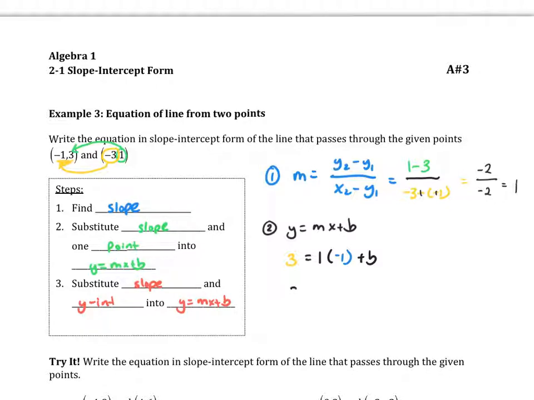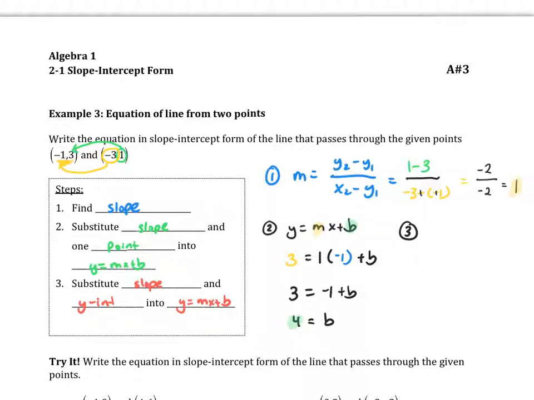So finish this problem up. I get 3 equals negative 1 plus b. Add 1 to both sides, so b is 4. So what's my last step? I'm going to substitute back into slope-intercept form my 1 and my 4. So my 1 is going to go here, and my 4 is going to go there.